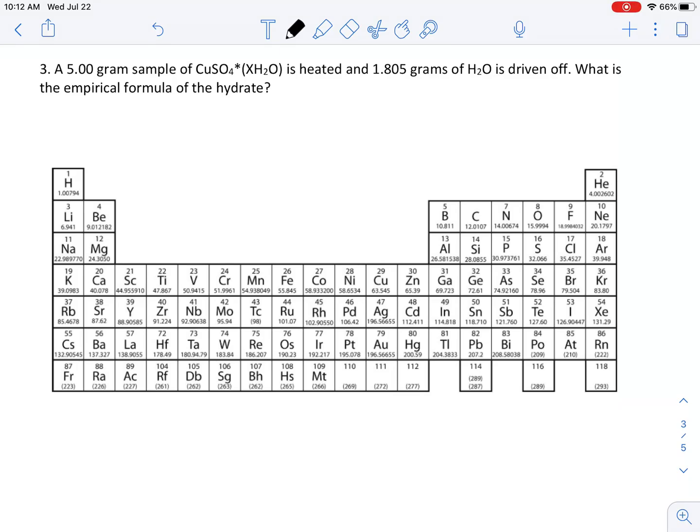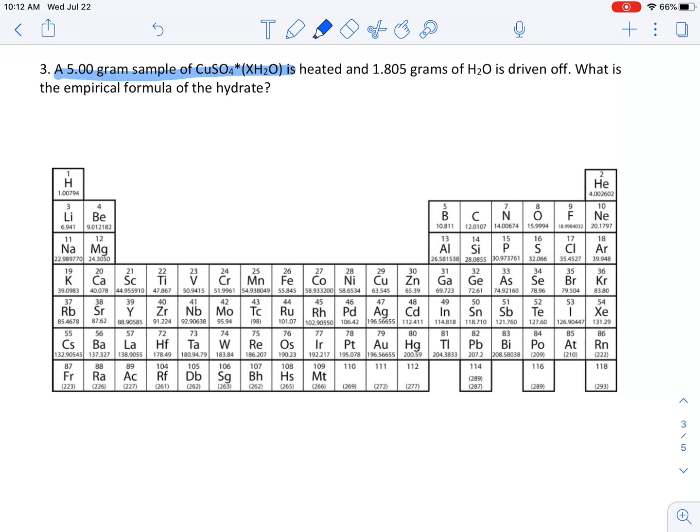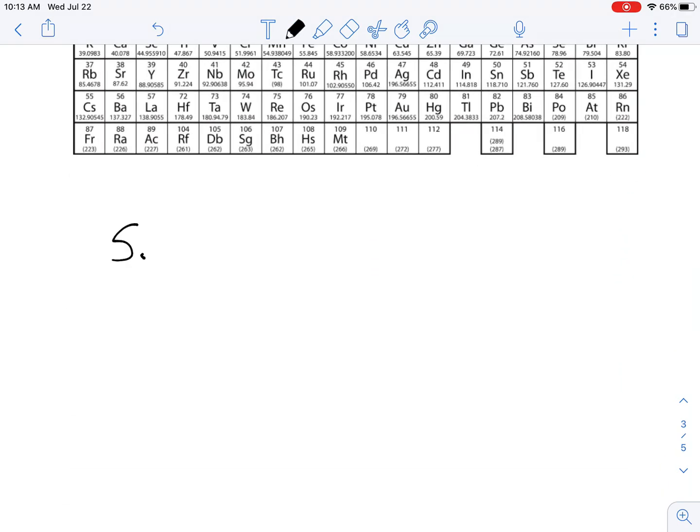Number 3 is done in an identical way. The only difference is that instead of giving you percentages, they are giving you data. So what do we have? We have apparently a 5-gram sample of the copper sulfate hydrate. All right, let's go ahead and write that data down. I've got 5.00 grams of copper sulfate, and this is an unknown hydrate that is there.